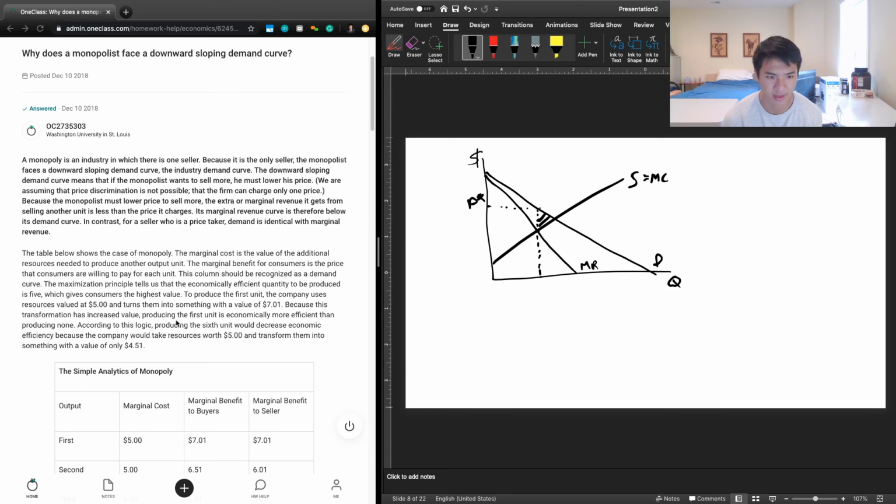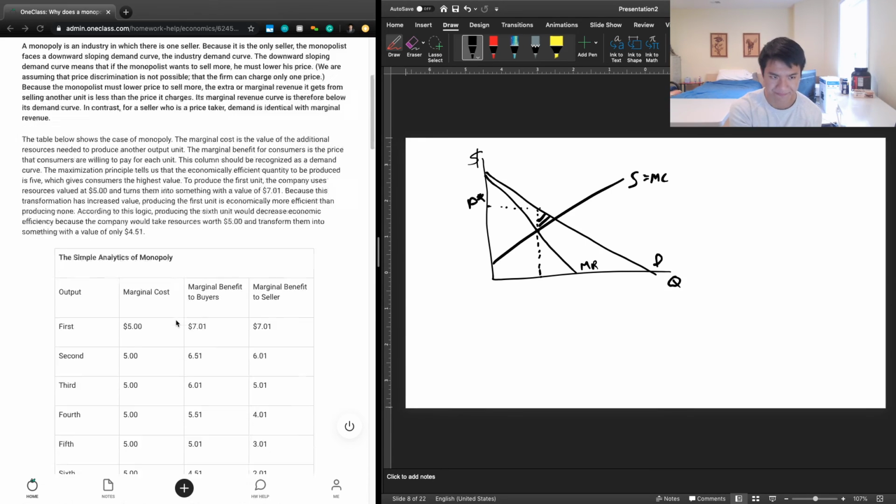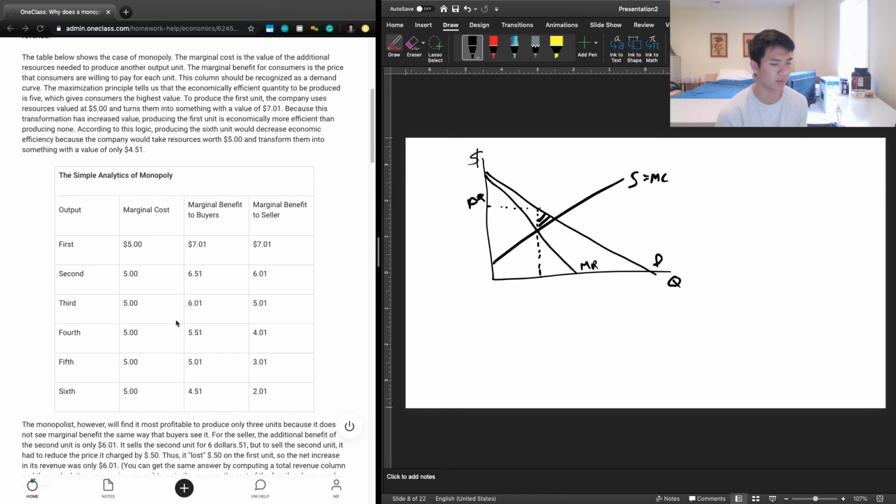Yeah, so that's a good explanation for why we see two separate curves, marginal revenue and demand, with marginal revenue being less. And that's because when the monopolist lowers its prices, it increases the quantity it sells, but also lowers the amount of money it makes per unit, and so it has to account for that by having a downward sloping marginal revenue curve that is below the demand curve. Oh, I see. So they gave a table as an example. So they said, the table below shows the case of a monopoly.